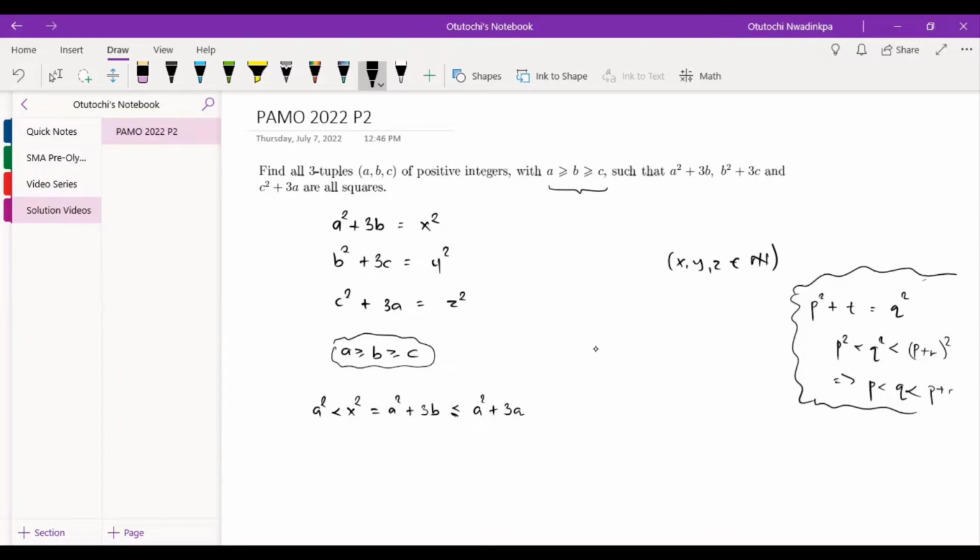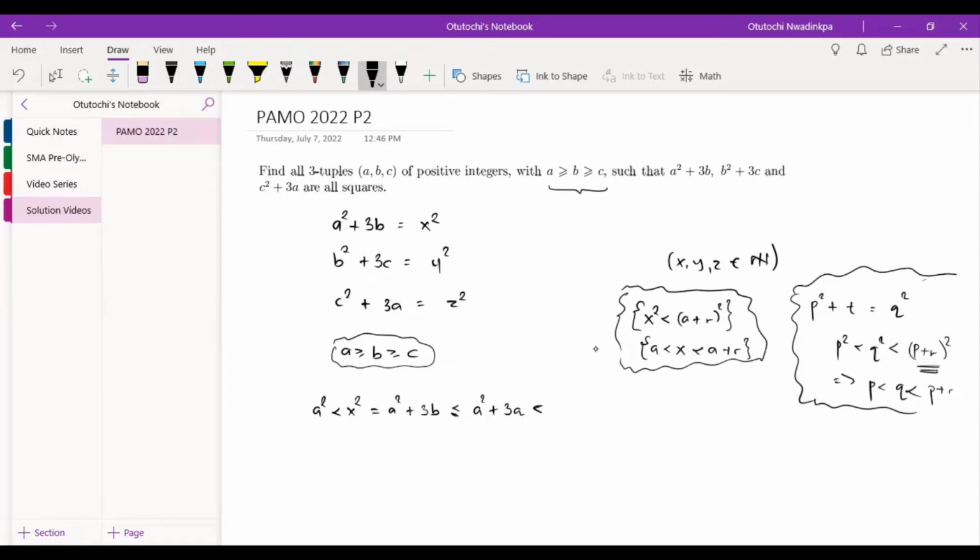Now this is where this technique is coming in, where when we have something like this, we set P squared less than Q squared. Then we try to show that Q squared is less than some P plus R squared, and that is going to force Q to be between P and P plus R. So we want to show that X squared is less than some A plus R squared. So now this is going to force A less than X less than A plus R. And then that's the bounding we want, because X squared is equal to A squared plus 3B. So let's try to do this.